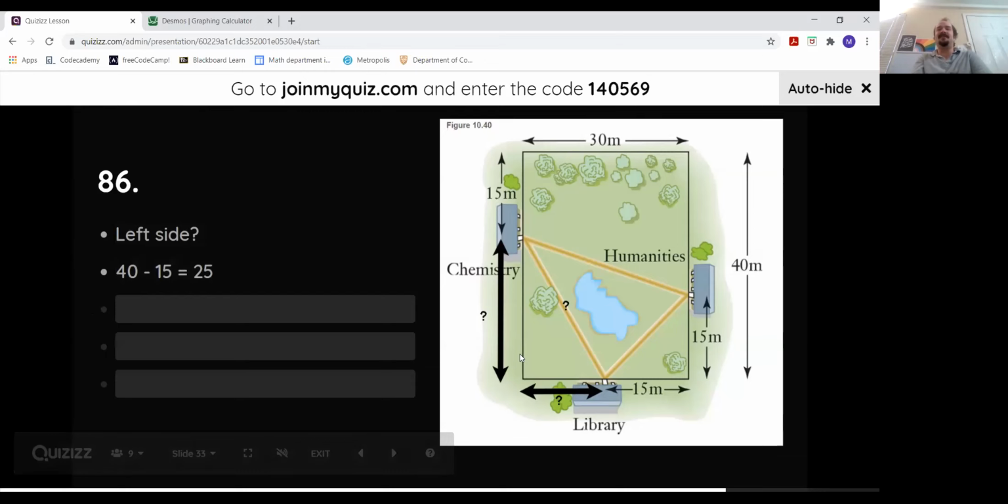So how do we find this left side? We have a missing dimension here. If we want to find this missing dimension, this is 15. This whole thing is 40. 40 minus 15 will give us 25. We want to find this dimension here. So we found this sidewalk. We want to find this sidewalk.